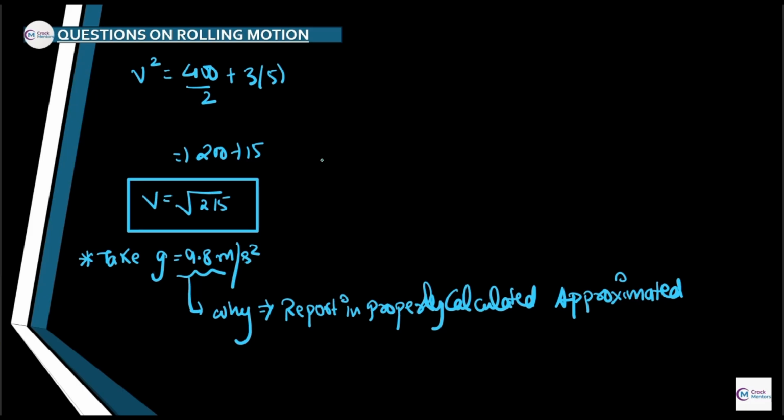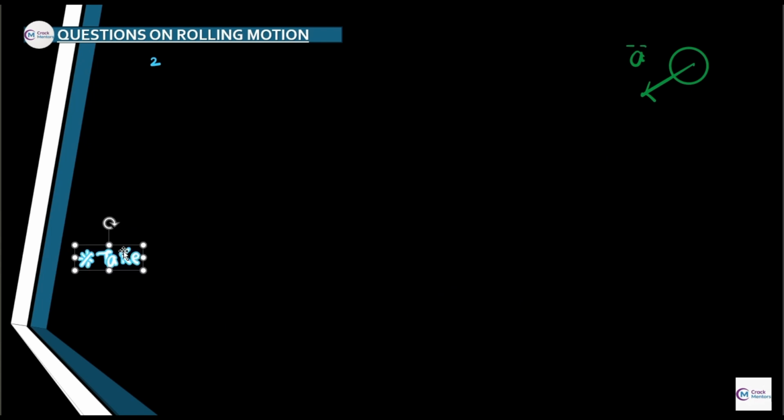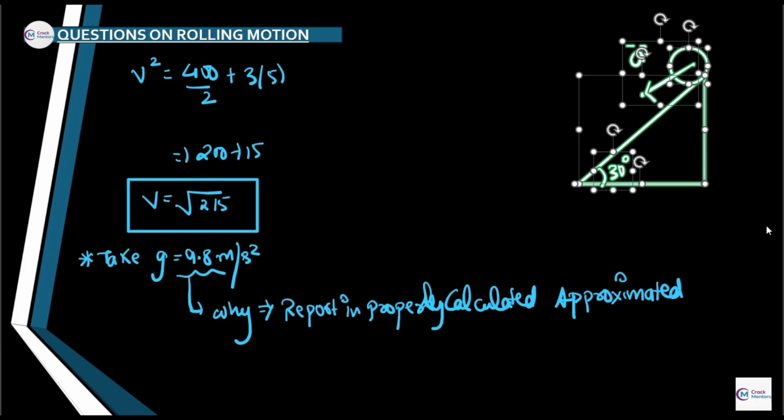Okay, now the first part has been done. The net velocity, which is the final velocity, is going to be under root 215. Now let us talk about the different part. We have the acceleration now. What do we have to solve for? We have to solve for acceleration. It was the scenario we have.